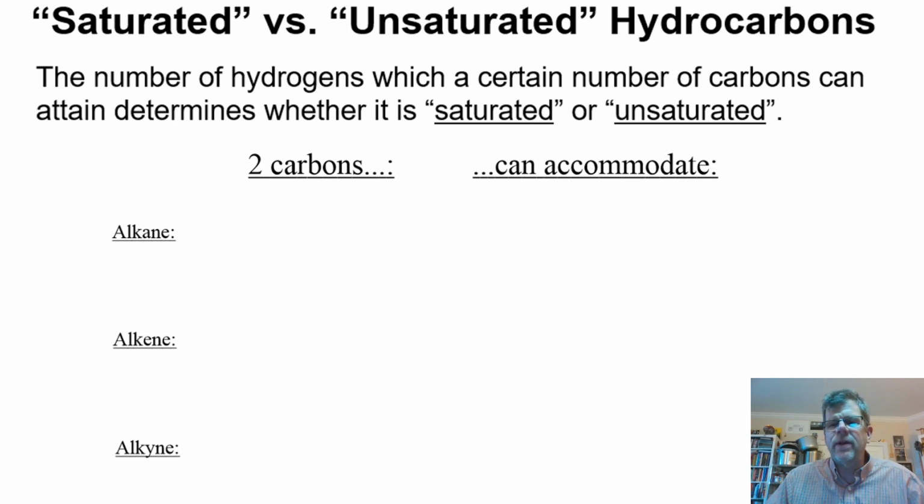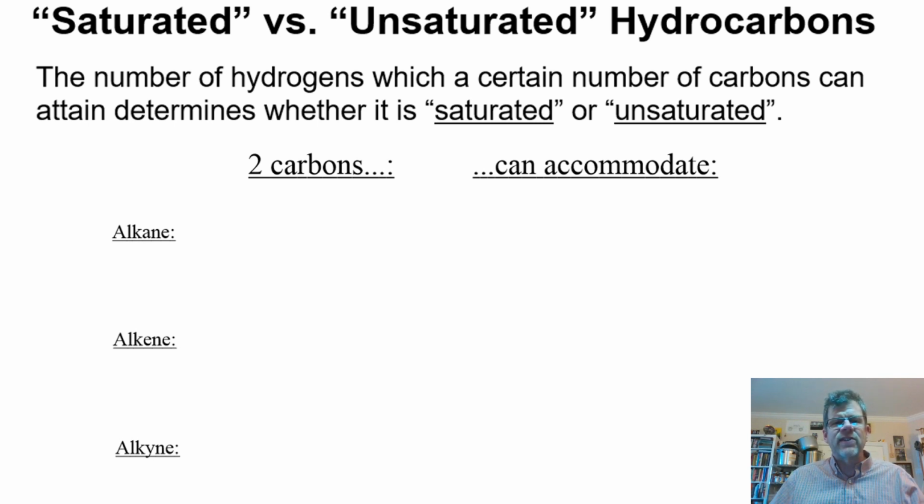Carbon-carbon single-bonded species, or alkanes, are considered saturated hydrocarbons, whereas carbon-carbon double-bond species and triple-bond species, which are alkenes and alkynes, respectively, are considered unsaturated hydrocarbons. So let's look at what that means. Essentially, we can think of saturated or unsaturated with respect to the number of hydrogen atoms which a certain number of carbons can attain. This determines whether it is considered a saturated or unsaturated compound.